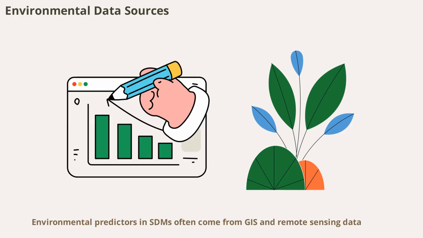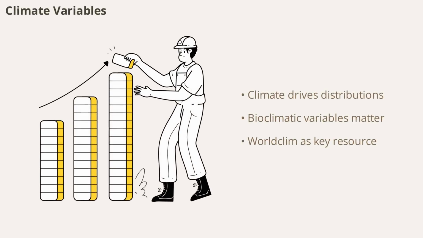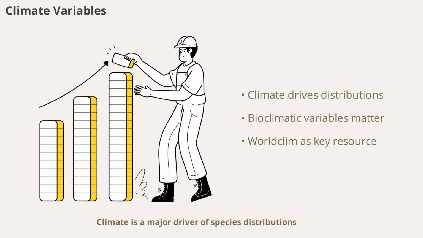Environmental predictors in SDMs often come from GIS and remote sensing data. These include climate variables, terrain attributes, soil properties, and land cover types. The challenge is to select variables that are most closely related to species distributions, which may require transforming or summarizing raw data. For example, climate variables may be converted into biologically meaningful measures like growing degree days or seasonal water availability. Climate is a major driver of species distributions, especially at broad spatial scales.